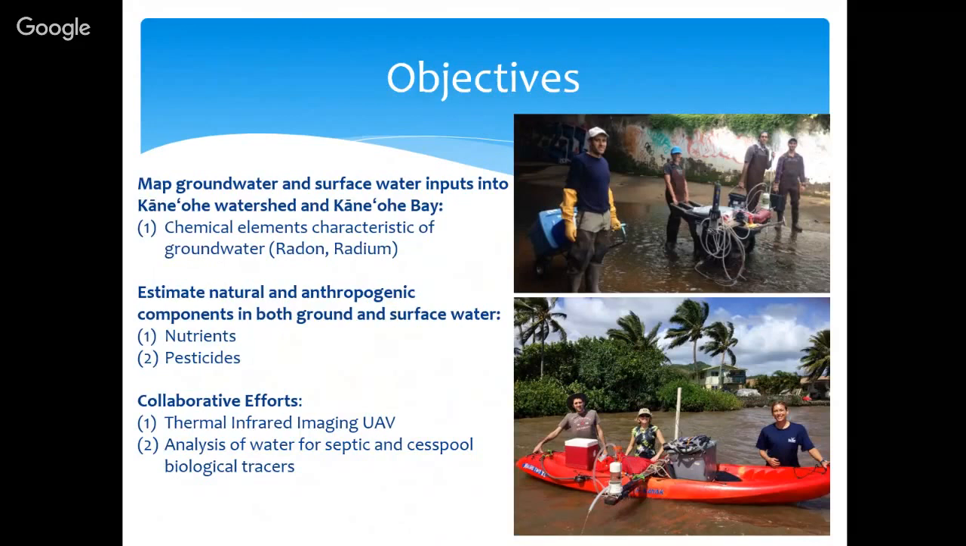Within these components, we want to estimate the natural and anthropogenic inputs. So specifically, we're looking at nutrients and pesticides at the moment. And then we are doing this project in collaboration with two other projects. One you'll hear more about later today, talking about thermal infrared imaging with Michael. And then last week, Chrissy gave a talk about her research on the analysis of water for septic and cesspool biological tracers. And so we hope with these three projects working together that we can generate a holistic picture for what's really going on in this region.